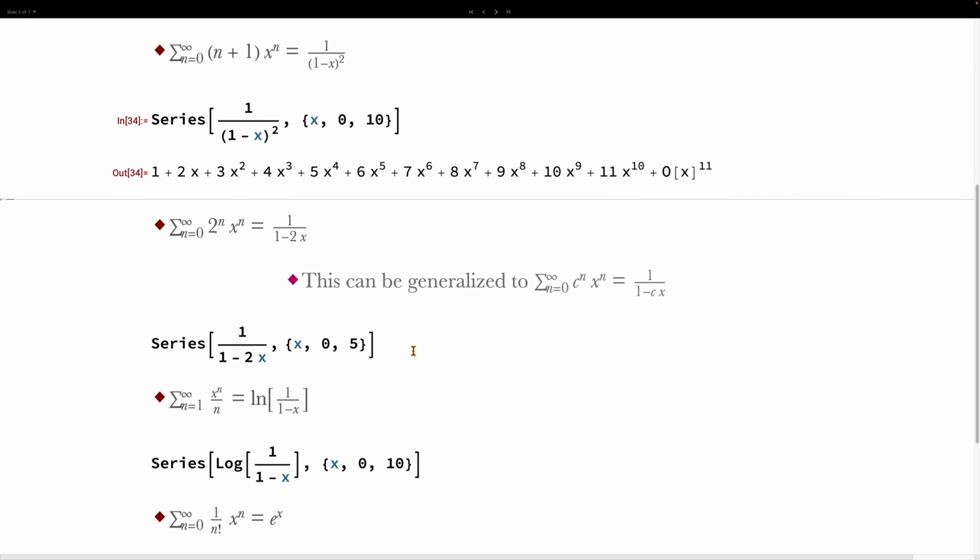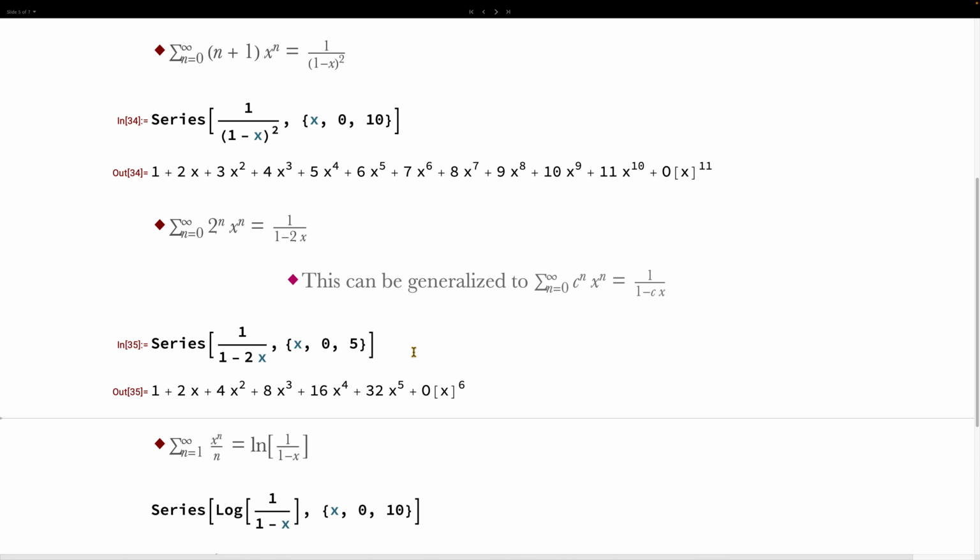For the series 2 to the power of n times x to the power of n, we can get 1 over 1 minus 2x as our generating function. Now this is far from unique. In fact, any series of the form c to the power of n times x to the power of n will give a generating function of 1 over 1 minus cx.